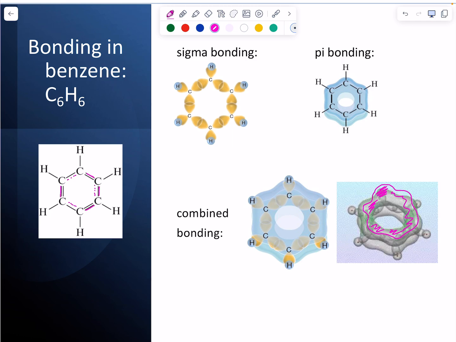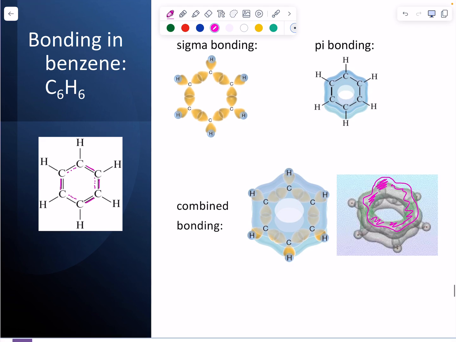So when you have this type of pi bonding arrangement, you can get attraction between molecules that are similar. And as I mentioned in the pi bonding video that I posted before the exam, this is a phenomenon that plays an important role in the stability of DNA, and so it's worth mentioning and knowing about.